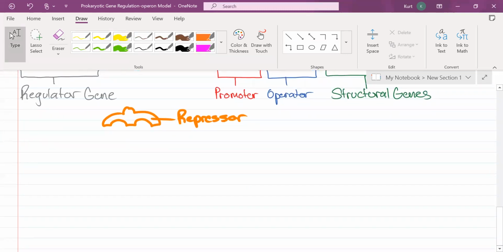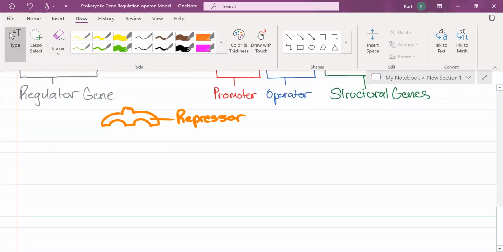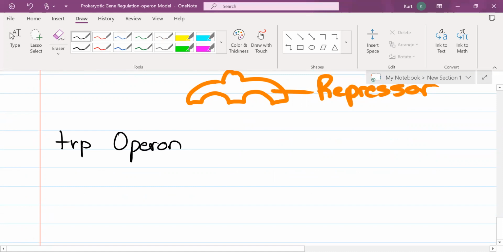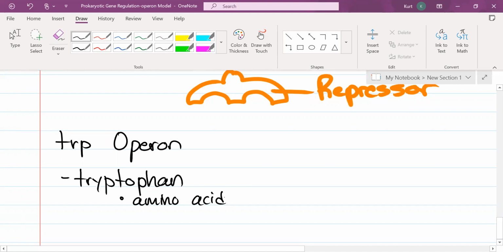So now we can go ahead and start sneaking into Thursday's lesson. And let's talk about the first Operon that you need to learn about. This is called the trp Operon. Do you recall what amino acid is abbreviated trp? Tryptophan is correct. Tryptophan is an amino acid. For humans, it is an essential amino acid. For bacteria, it's non-essential, which means they are capable of making it.